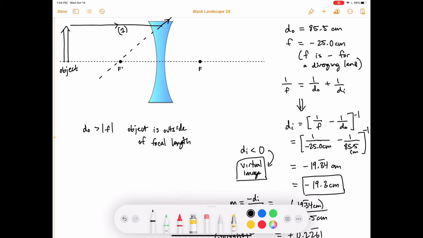Okay, ray number 2. So the way we're going to draw this one is we're going to have it going towards this focal length on the other side of the lens. But then after going through the lens, it bends this way and goes parallel to the optical axis. Okay, so this is going to be ray number 2. And then finally, ray number 3, as always, simply goes through the center of the lens without changing direction.